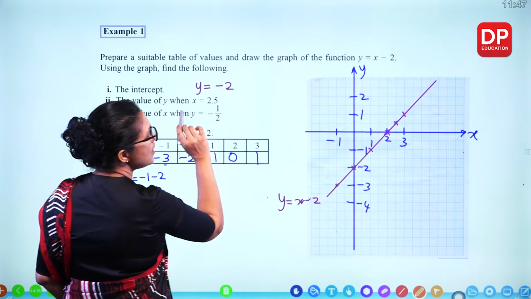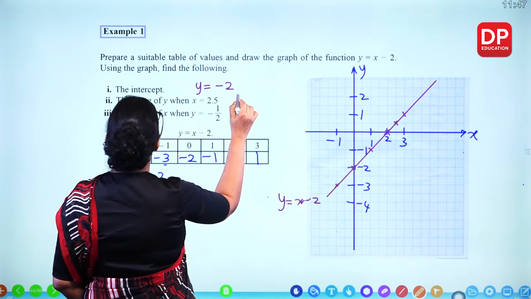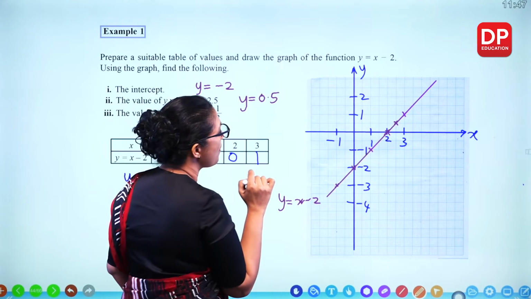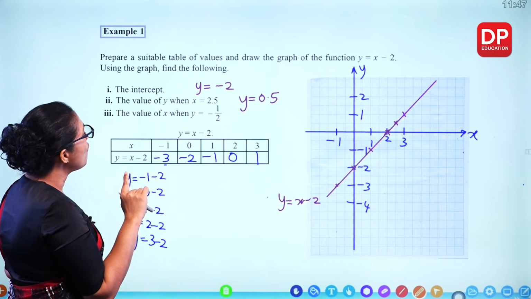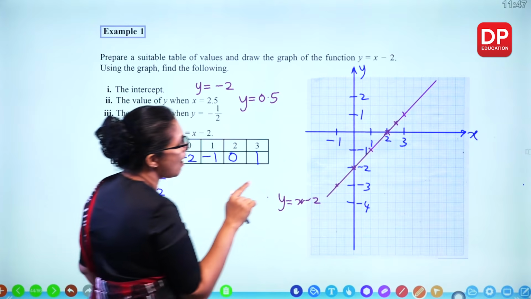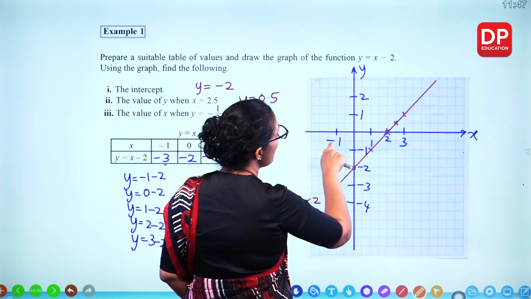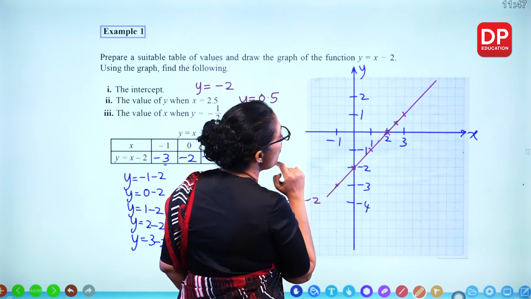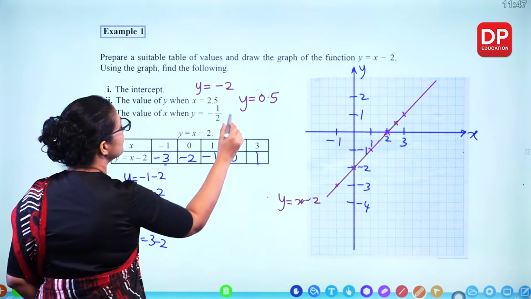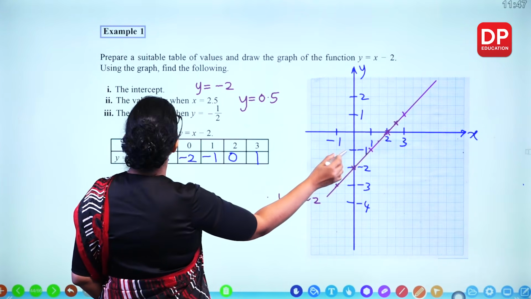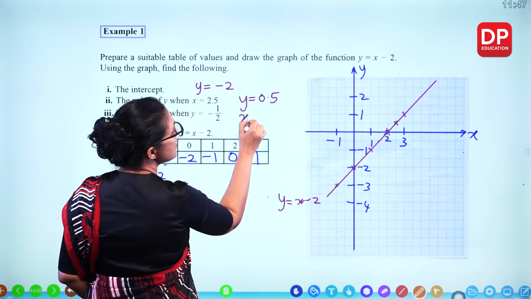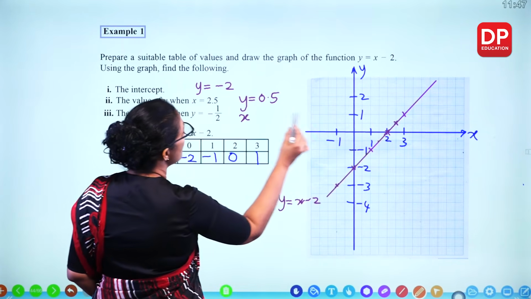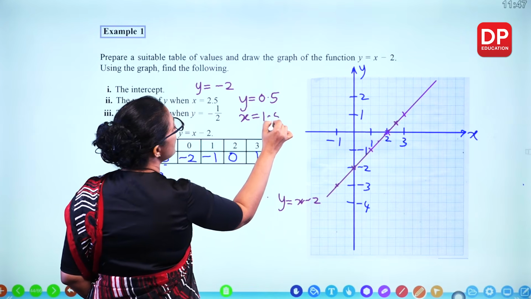So you can write y equals 0.5 or half. The value of x when y equals -half. Y equals -half is here. So this is the intersecting point. That's 1.5. Y equals this. The x is -half. X equals 1.5.